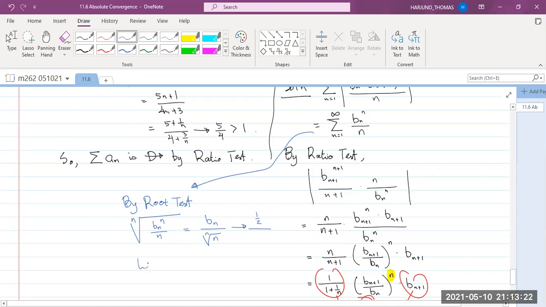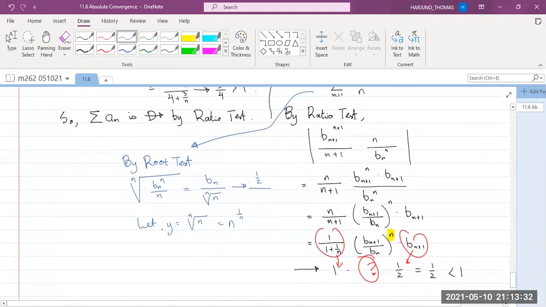So consider let y equal the nth root of n, that is n to the power of 1 over n. So the natural log of y is 1 over n times natural log of n. Now the limit as n goes to infinity of natural log of y is the limit as n goes to infinity of natural log of n over n. Yeah, you will see this is actually going to 0.